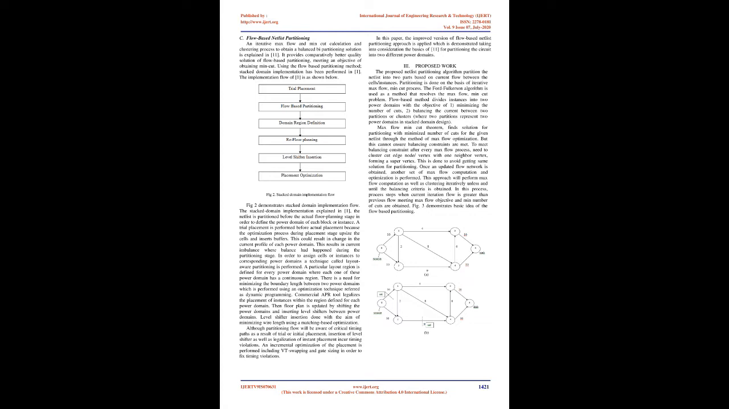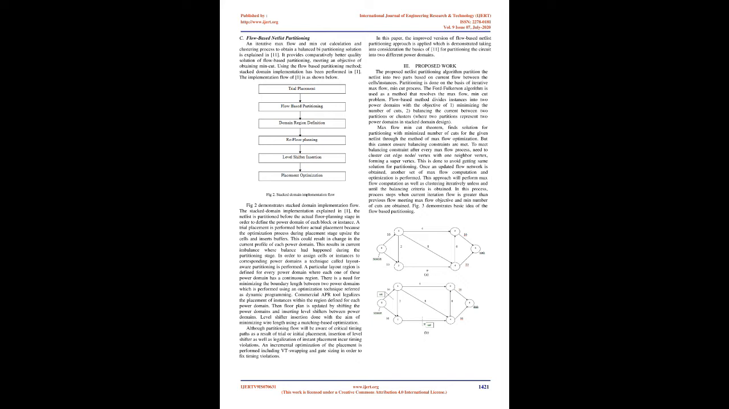The netlist is partitioned before the actual floor planning stage in order to define the power domain of each block or instance. A trial placement is performed before actual placement because the optimization process during the placement stage upsizes the cells and inserts buffers. This could result in a change in the current profile of each power domain. This results in current imbalance where balance had happened during the partitioning stage.